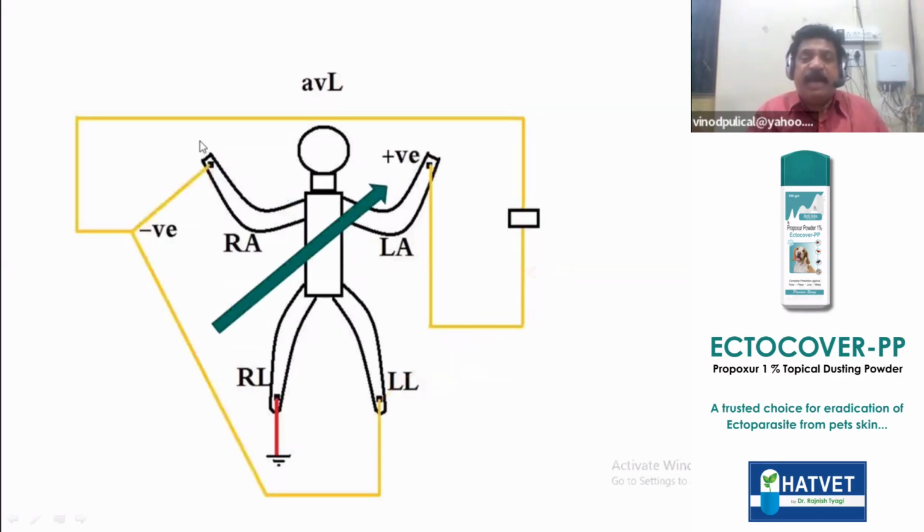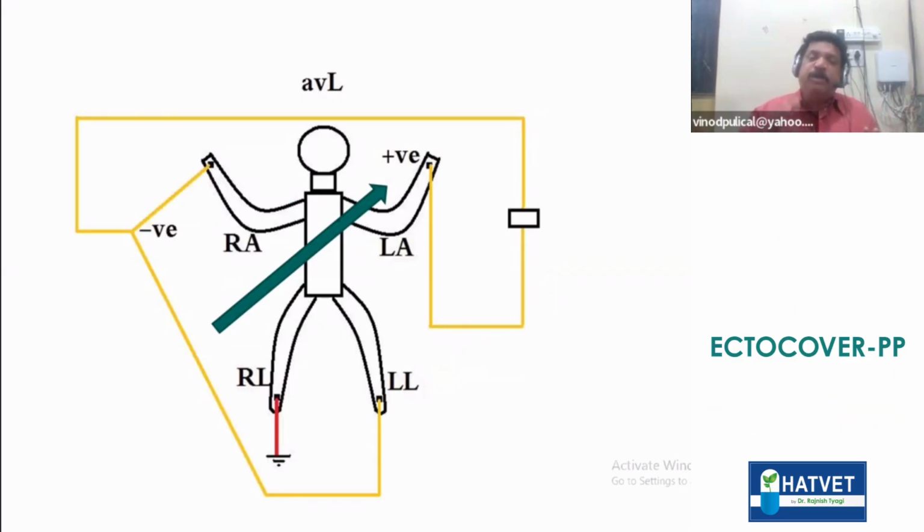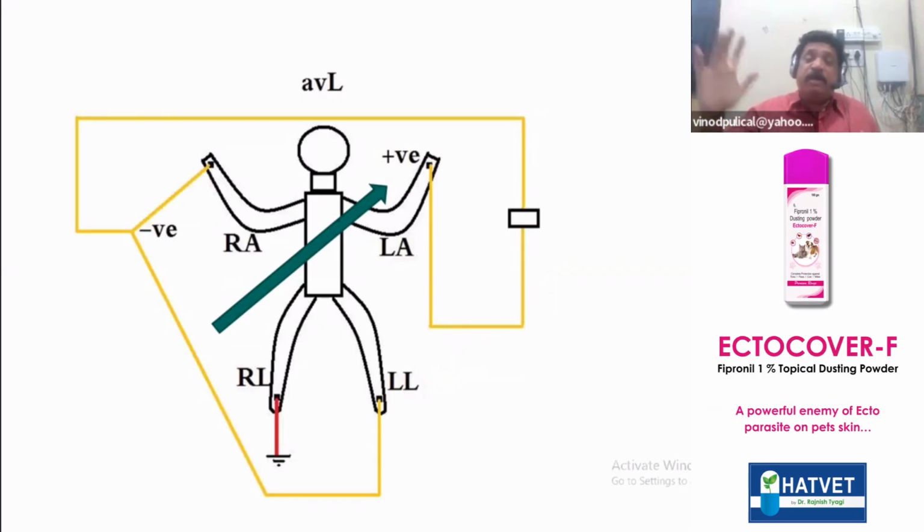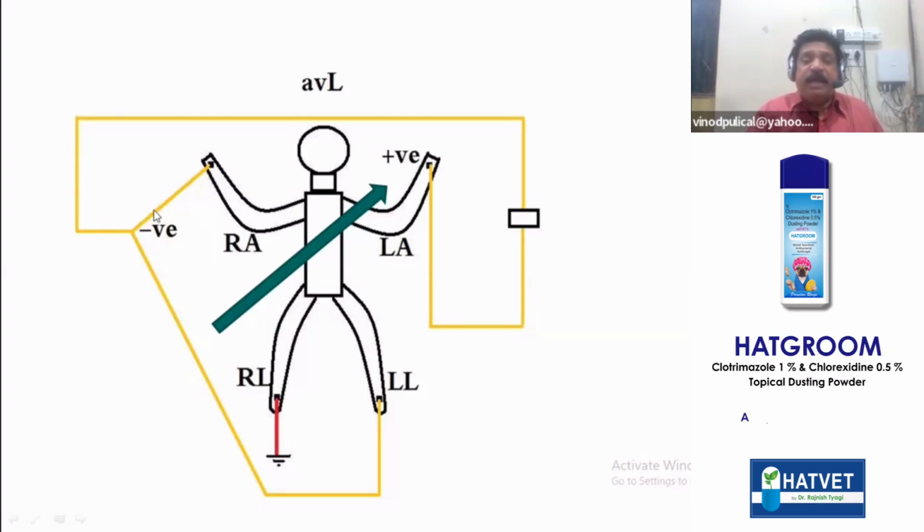And coming to AVL, it is just the reverse. It is looking at the heart from the base towards the apex, from the right side towards the left side. That is AVL, augmented vertex left. Here, the negative electrode is a combination of the right forelimb and the left hind limb.